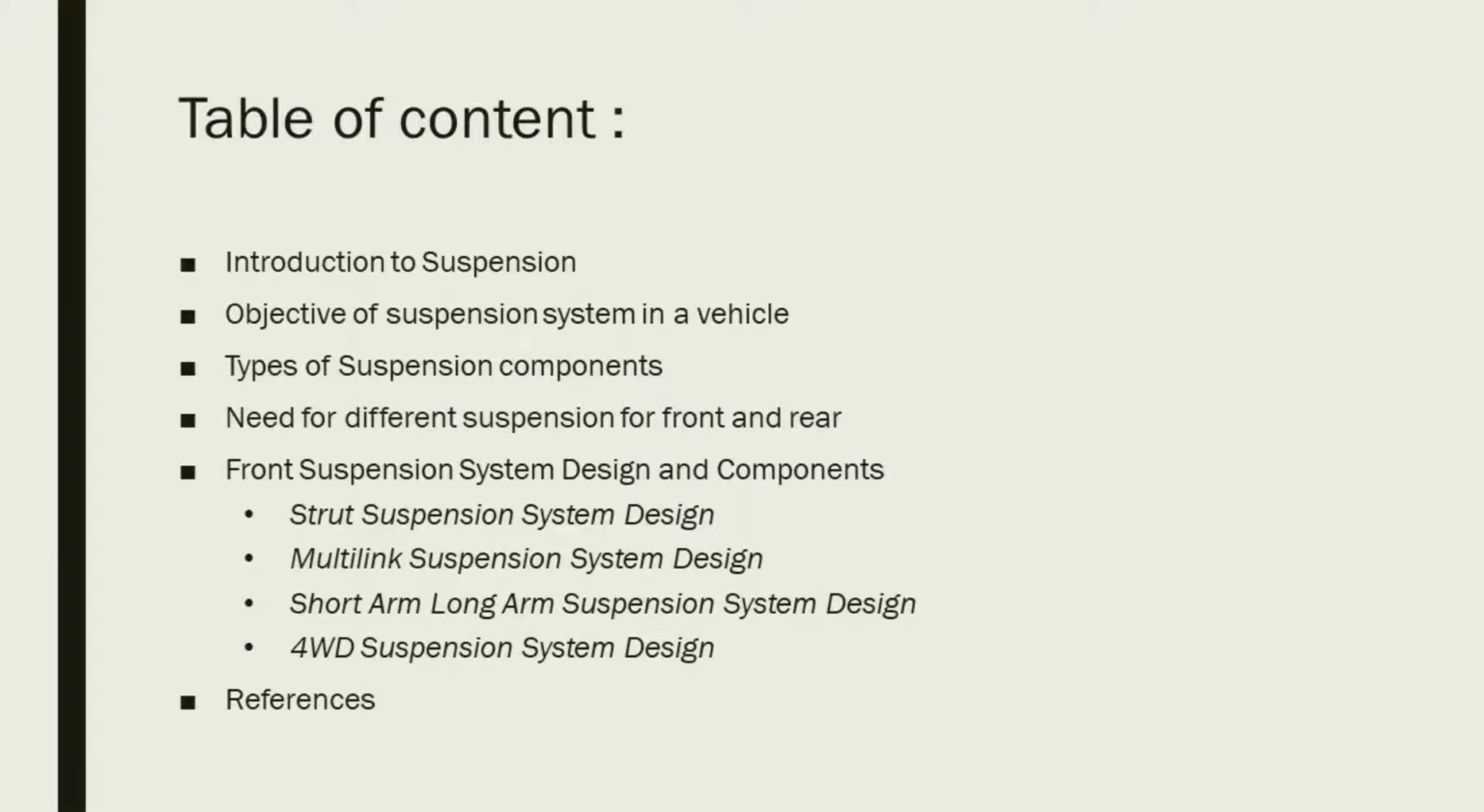Shown is the table of contents, in which the parts are introduction to suspension, objective of suspension system in a vehicle, types of suspension components. Then I will talk about the need of different suspension for front and rear wheels. Then the main topic is front suspension system design and its components. There are mainly four designs available right now. The first one is strut suspension system design, second is multi-link, third is short arm long arm suspension system design, and fourth is 4WD suspension system design, and the last one I have written all the references.